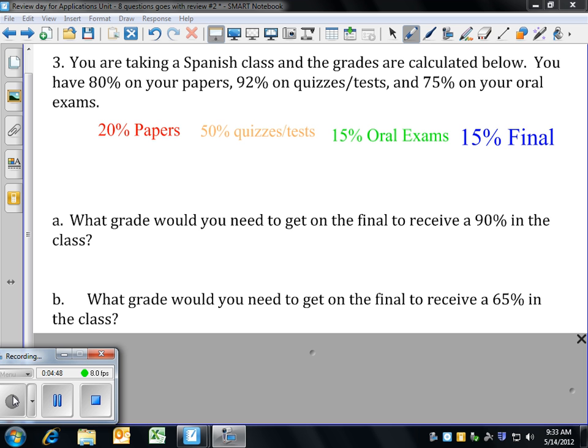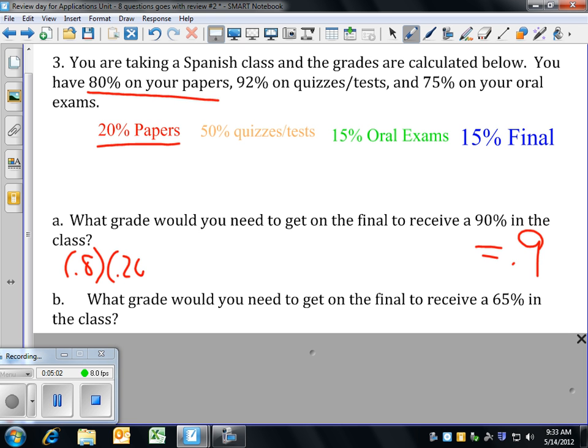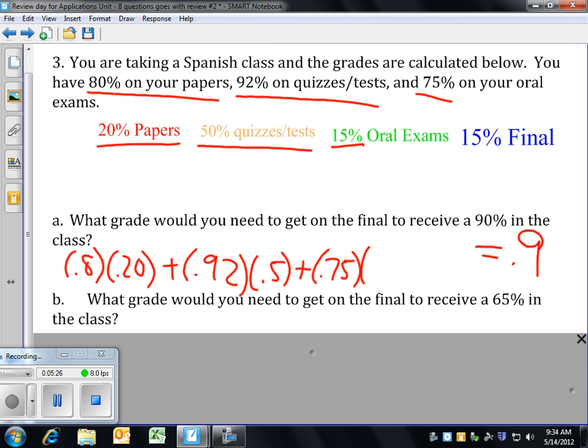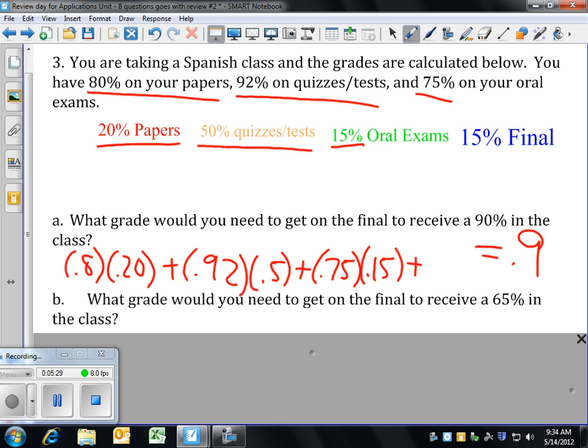What grade would you need to get on the final to receive a 90%? So we need to get 0.9 or 90% in the class. For the semester, you have an 80% on your papers. So it's 0.8 times the 20% it counts for your grade. 92% on quizzes and tests. That's what you got, and it counts for 50% of your grade. 75% on your oral exams, and it's worth 15% of your grade. And now we want to know what we have to get on our final, so x.